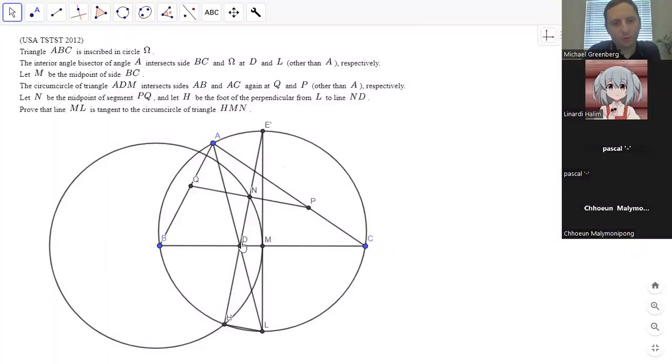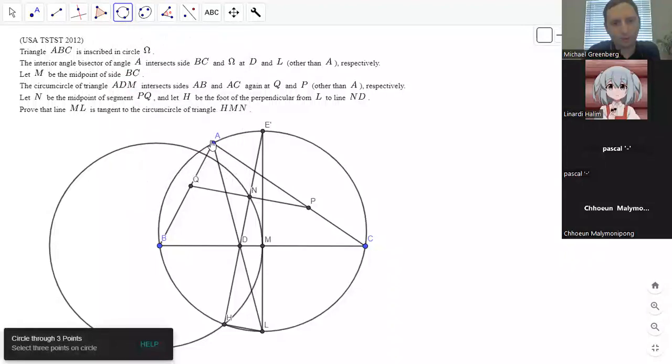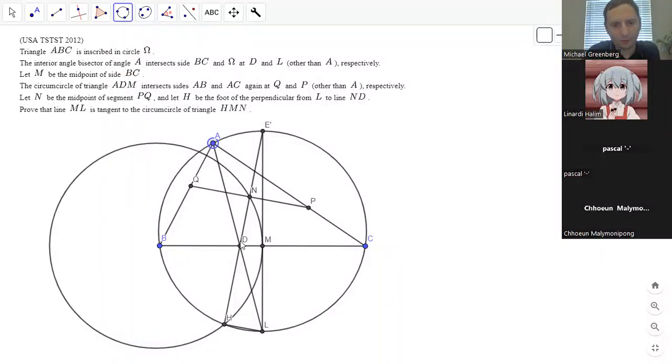We know that DQ equals DP. The only thing is that would also be true for any other circle. P and Q lie on the circle of ADM, but if we picked, let's say, this circle, it would still be true that the distance from D to this point would be the distance to this point.